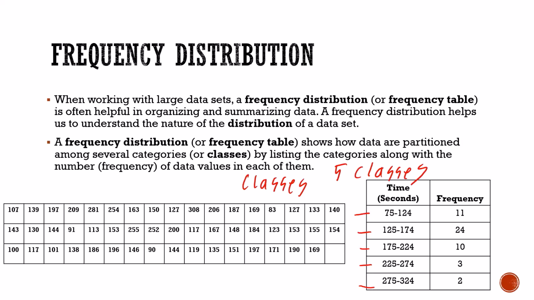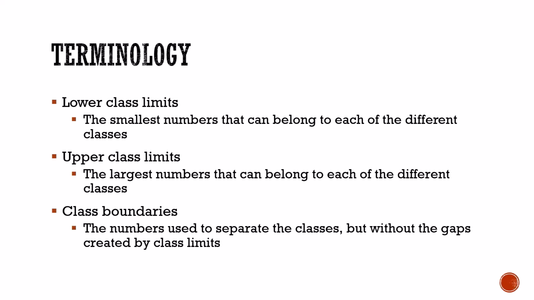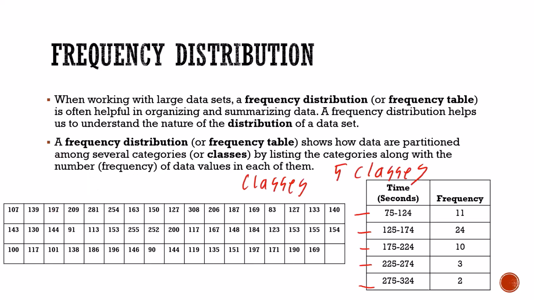Does everyone understand how they made this table? Okay. So let's just give you some terminology, this isn't too hard. Lower class limits are the smallest number that belongs to each class, right? So for example, for this first class, the lower class limit would be 75.